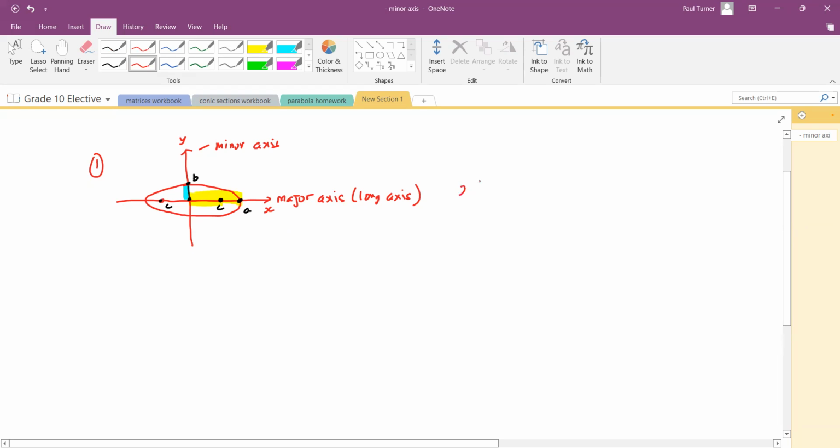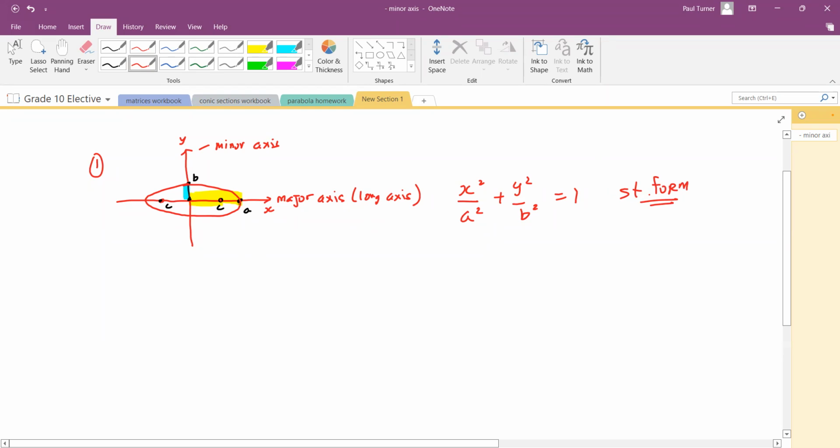That would be x squared on A squared plus y squared on B squared equals 1. If it's not in this standard form, you need to make it look like that form for many questions. So this is your standard form here. So this is one kind.